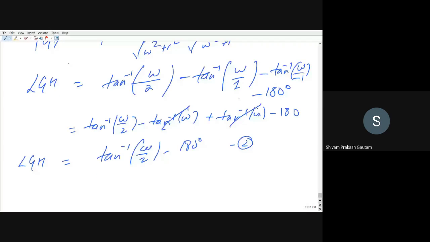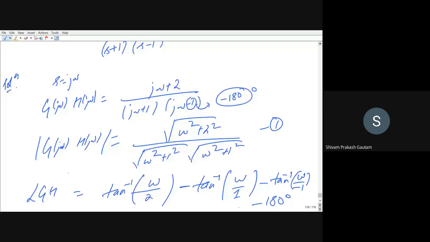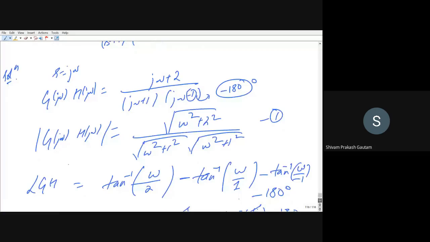Now we want to calculate the phase crossover frequency. Why are we determining the phase crossover frequency? Because we have a negative real part in the denominator, and we also have the numerator term. So we want to be sure at how many points our polar plot will cut the minus 180 degree line. Therefore, I am calculating the phase crossover frequency.